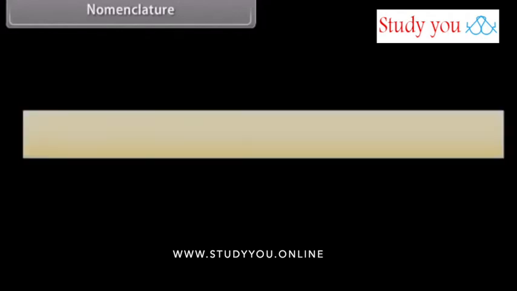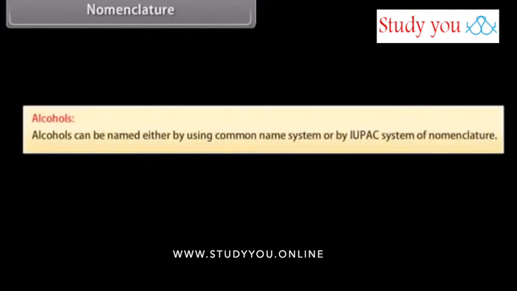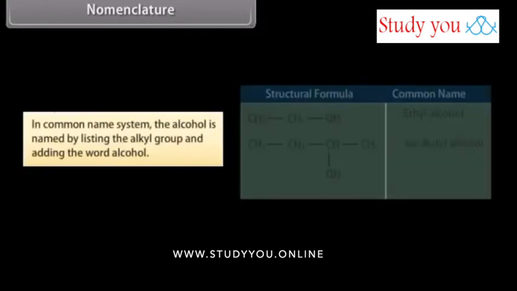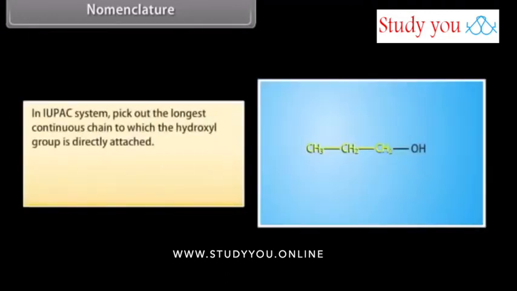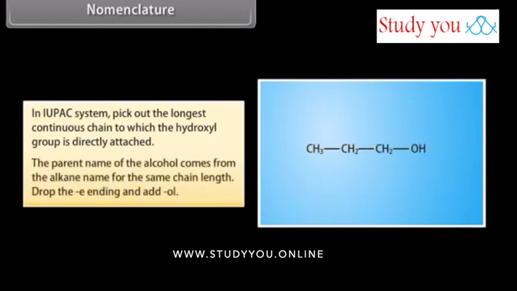Nomenclature. Alcohols. Alcohols can be named either by using common name system or by IUPAC system of nomenclature. In common name system, alcohol is named by listing the alkyl group and adding the word alcohol. In IUPAC system, pick out the longest continuous chain to which the hydroxyl group is directly attached. The parent name of the alcohol comes from the alkane name for the same chain length.